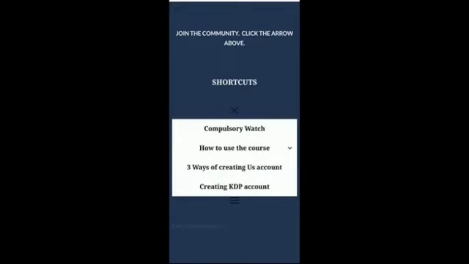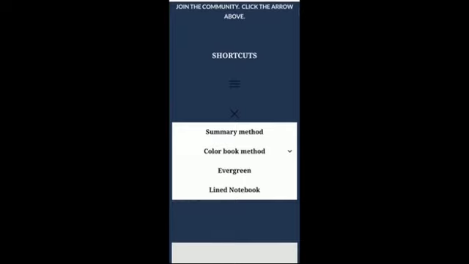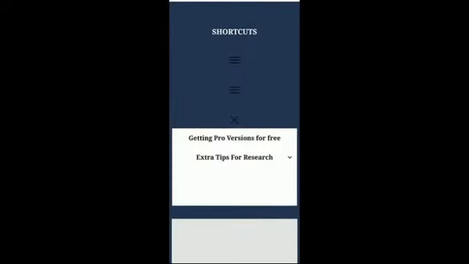Now, creation of KDP accounts. In this course, I showed 4 models: summary model, color book model, evergreen model, and lined notes book model. How to create 4 kinds of books, I showed in this guide. Also, there are some pro versions that will help writers, like Grammarly, Quillbot, and Canva to design your book covers. All those pro versions, I showed how you can get them for free in this course. Yeah, for free, without paying a dime.